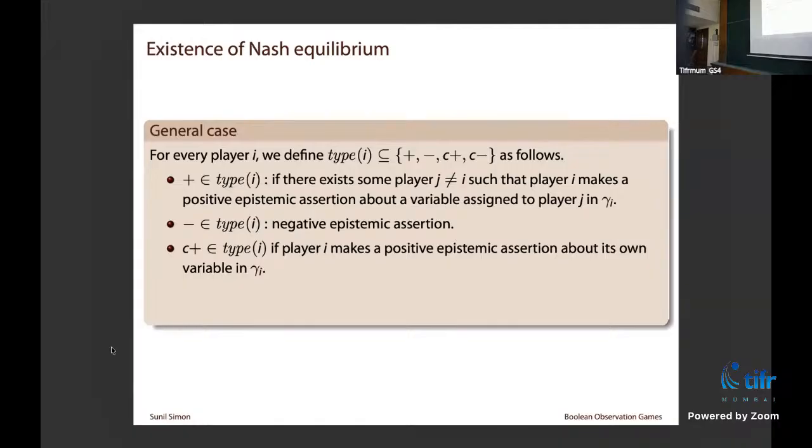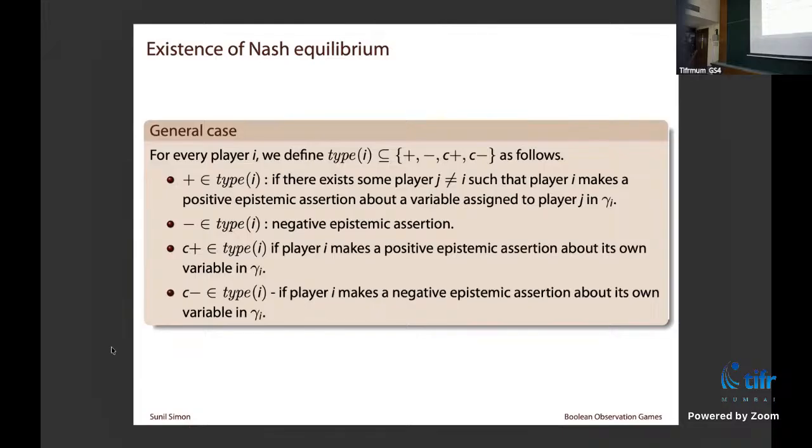You can also have goals which say that I want to reveal some variable to you. And similarly, I don't want to reveal some variable. So that is the C plus and C minus. If I want to reveal something to somebody else, then it's C plus, and if I don't want to reveal, then it's C minus.